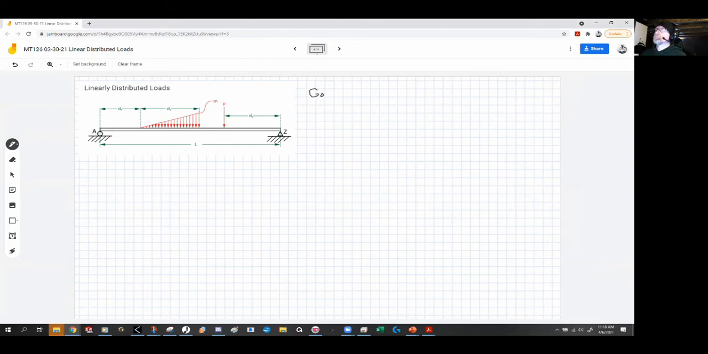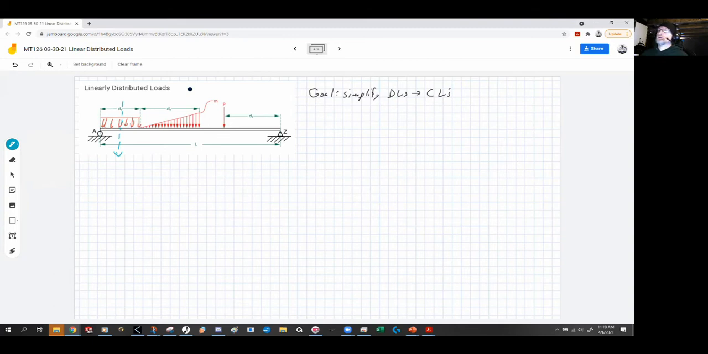We have a goal, and that goal is to simplify the distributed loads to make them look like concentrated loads. Now, you may have already done this before using these types of loads. These are uniformly distributed loads that look like this, where it's consistent all the way across from left to right. What we did is that we found the middle and we found the total force, and we just assumed that that force was right in the middle.